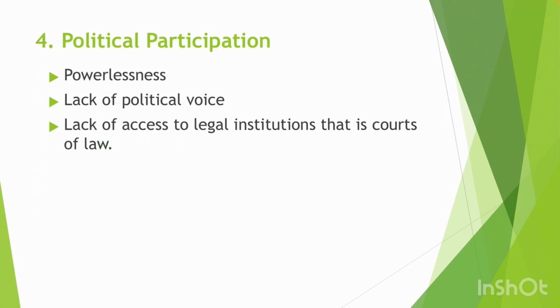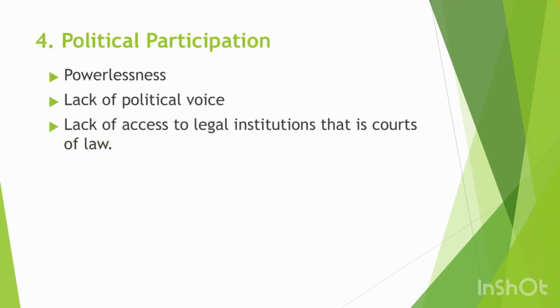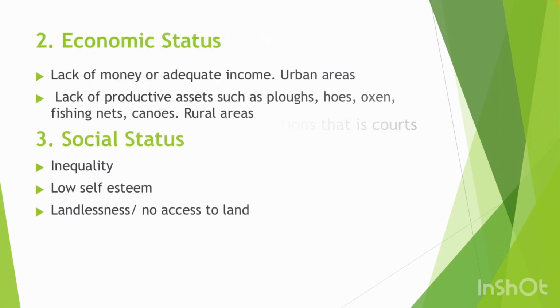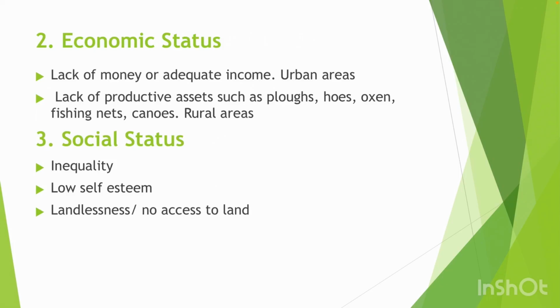Please do not confuse them. What have we learned in our video? We have talked about the introduction to poverty, simply the condition of not having sufficient resources to meet the basic needs of life. Then we also went on to the perspectives that we can use to measure poverty. We learned that we have three perspectives: income perspective, basic needs perspective, and capabilities perspective. And from there, we have also discussed the characteristics of poverty, which can be categorized into personal and physical status, economic status, social status, and political participation.